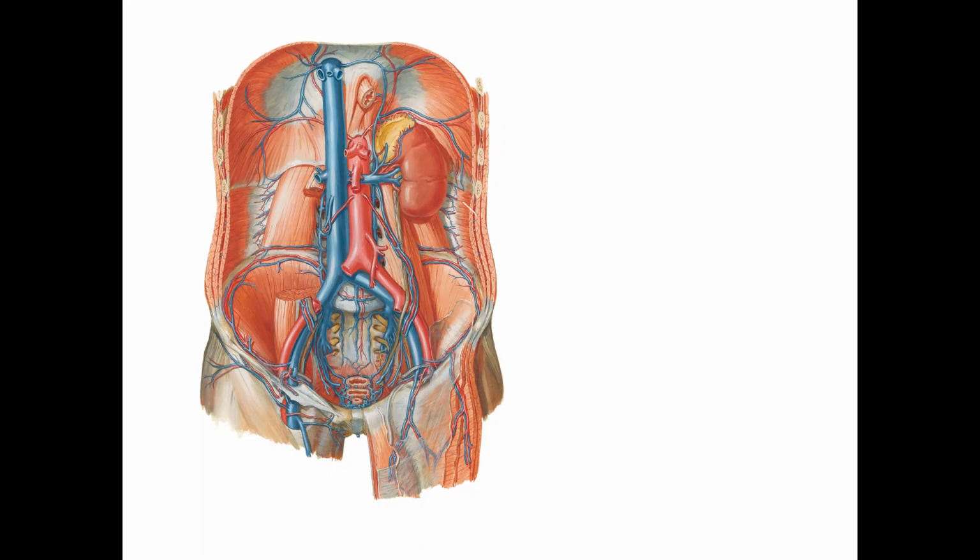And the third is called the cardinal system of veins. The vein draining the head region is called the anterior cardinal vein. The vein draining the lower part of the body is called the posterior cardinal vein. The reason being, the embryo's anatomical position is quadrupedal. So whatever is in front is called anterior. Whatever is behind is called posterior. Whatever is on the head side is called anterior. Whatever is on the tail side is called posterior.